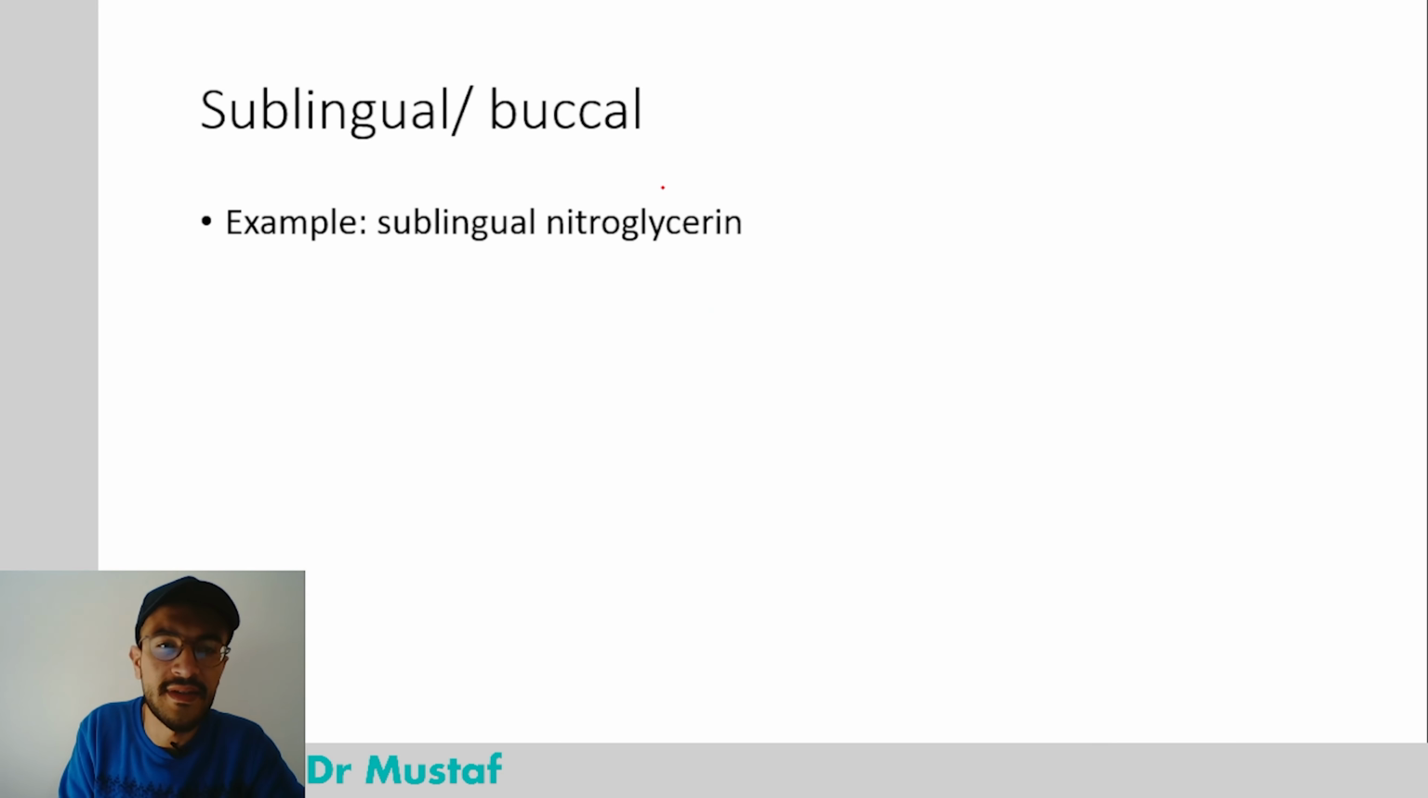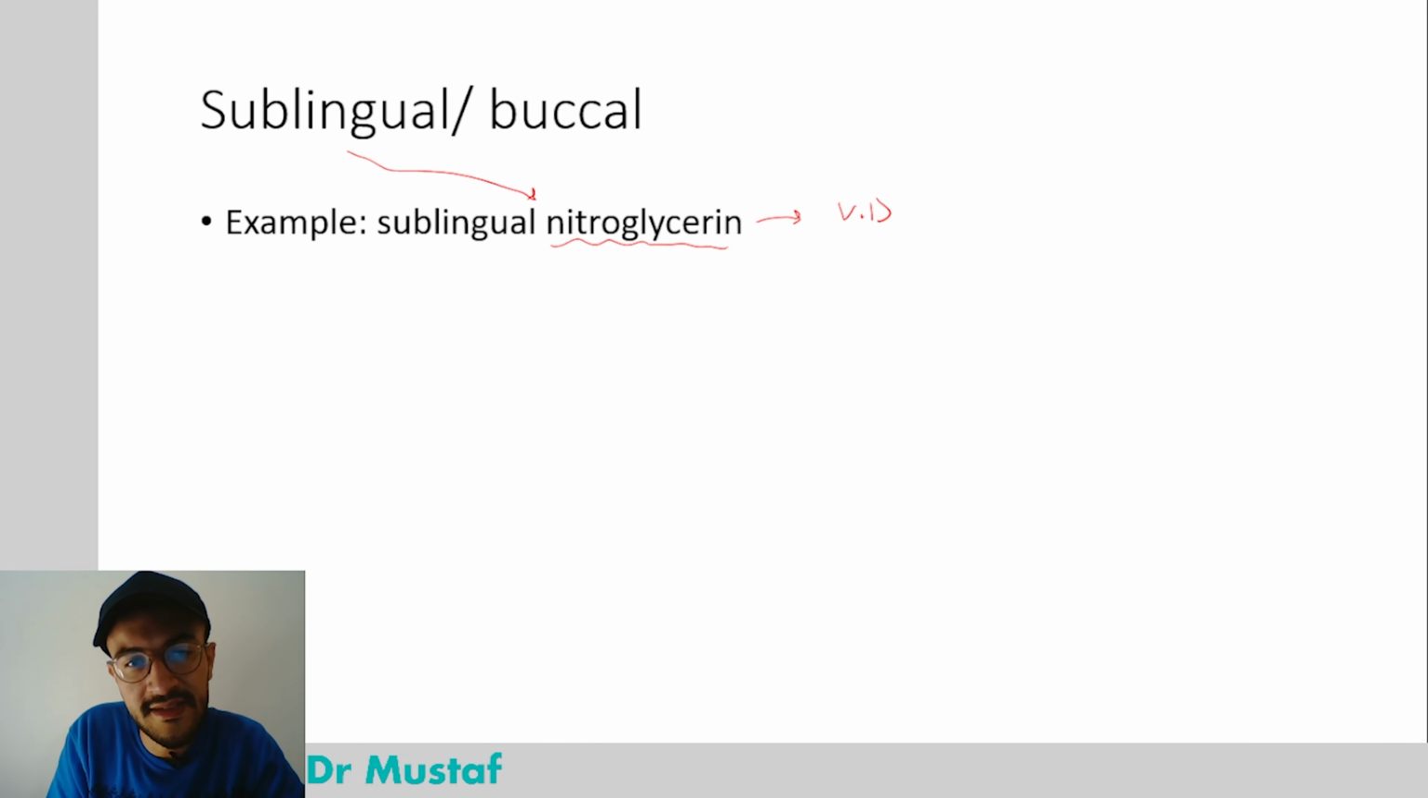An example for the sublingual is the sublingual nitroglycerin, which is a vasodilator. It causes vasodilatation. It is very beneficial in patients who have ischemic heart disease. It would make vasodilatation, and it would relieve the pain and the breathlessness associated with the angina.